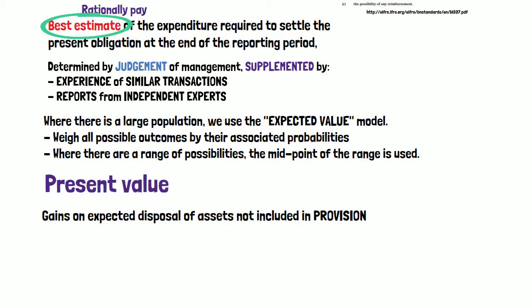So this is usually for something like restructuring or sale of a business, where there is a potential gain on the disposal of these assets, but we can't include that in the value of the potential provision or in the disclosure for the contingent liability amount.